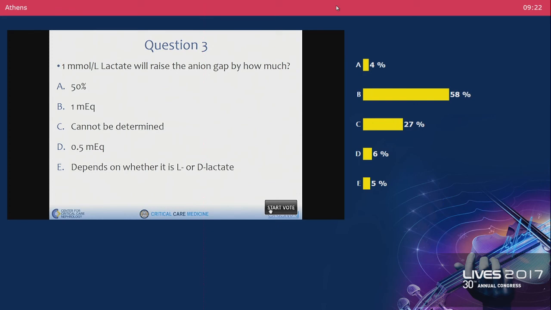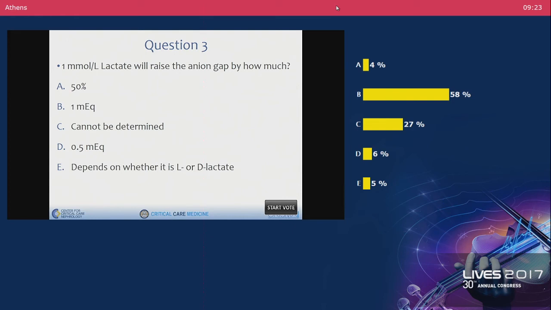Okay, I would have liked to have done a little bit better, but not bad. So yes, it's exactly 1 milliequivalent. That's because lactate has one charge. It's a monovalent anion. And so every 1 millimole change in lactate will cause a 1 milliequivalent change in the anion gap, all other things being equal, and therefore you can quantify the change.